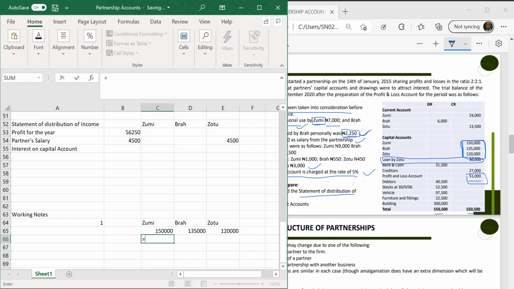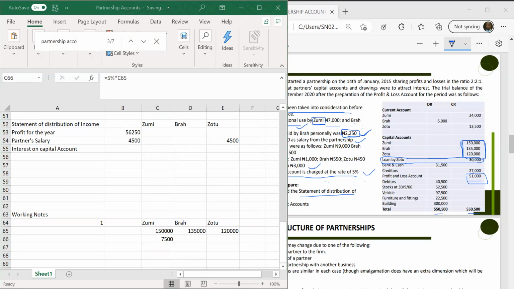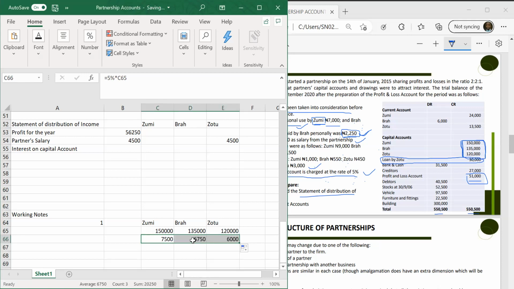Please tell me what the interest is for each person. I'm listening to you guys now. You must know how to calculate the interest. 7,500. 7,500. Tell me the next one. 6,750. 6,750. The next one. 6,000 naira. 6,000. Okay, correct.